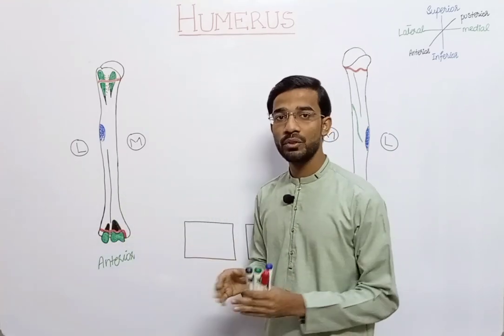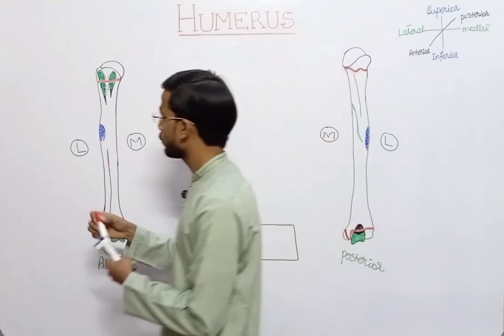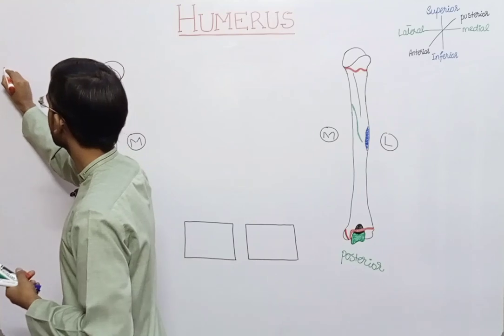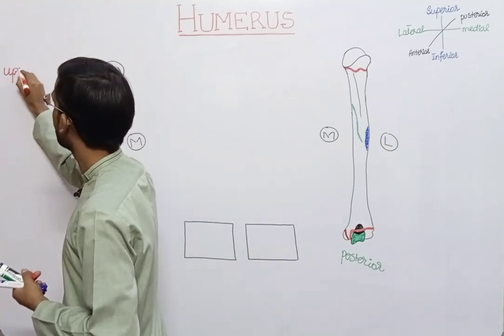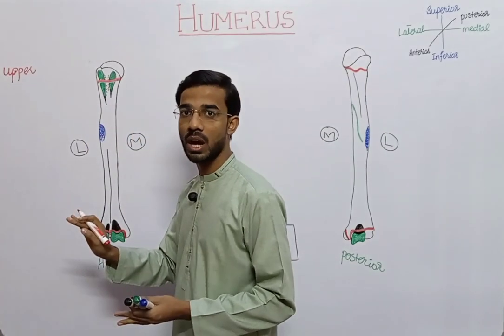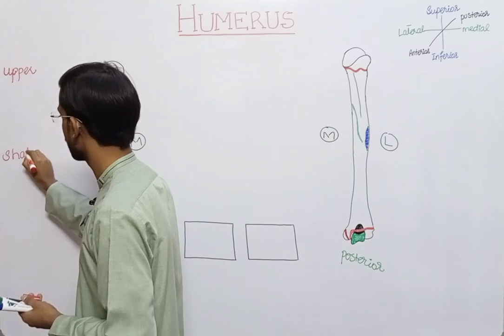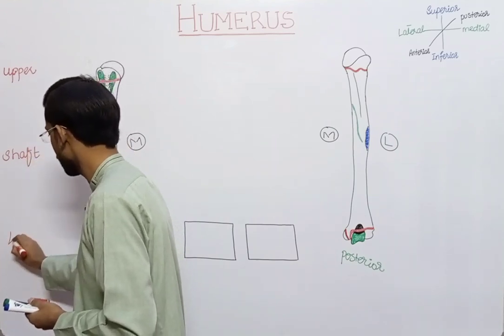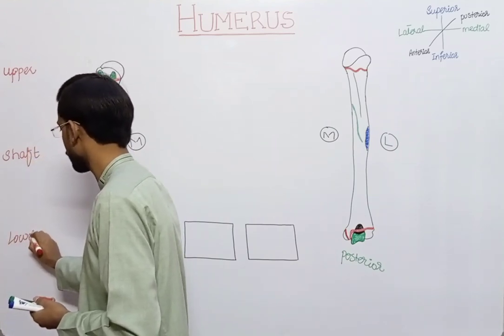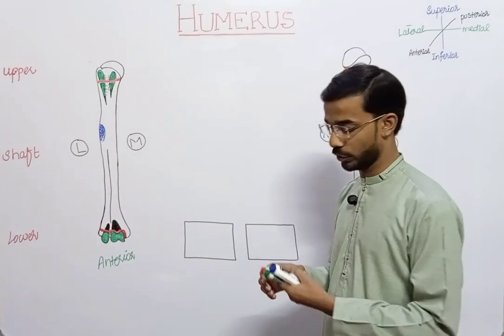So first of all, we divide the humerus into three parts. First one is the upper portion. Second one is the middle portion, which is also called the shaft. And last one is the lower portion. First of all, we will discuss the upper part of the humerus.